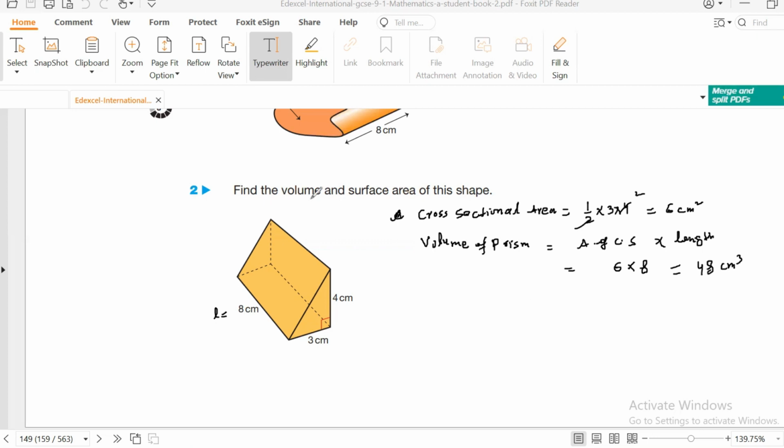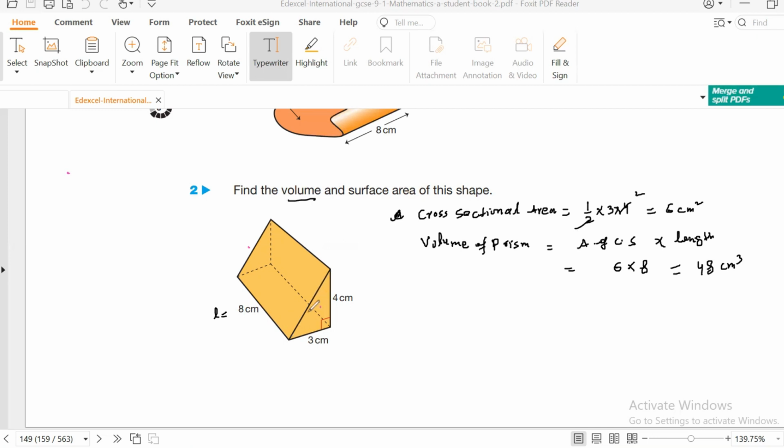This is the first part of this question, and then they want us to find the surface area. For surface area, we will find the area of all the faces. If you check how many faces there are, we have two triangle faces and three rectangles. When you try to find this face, we need this length as well.